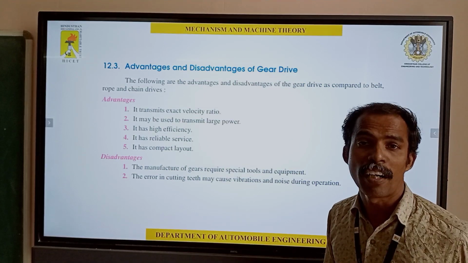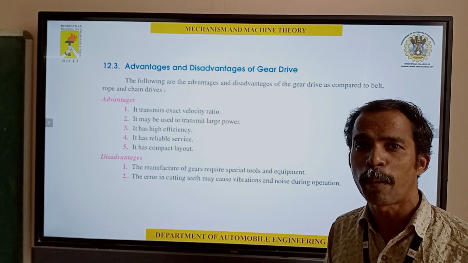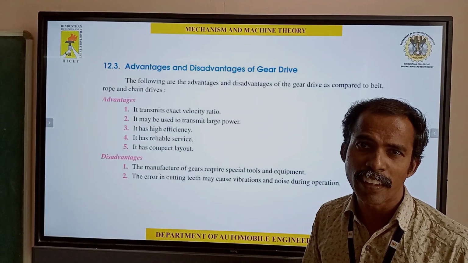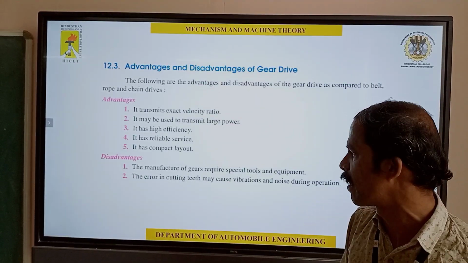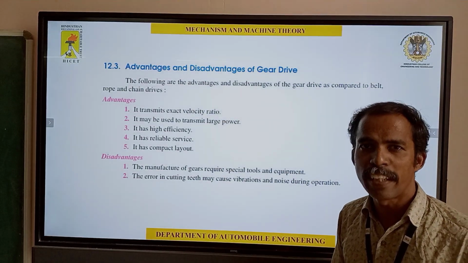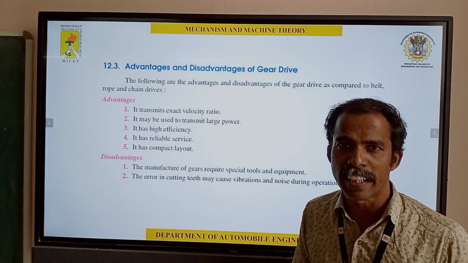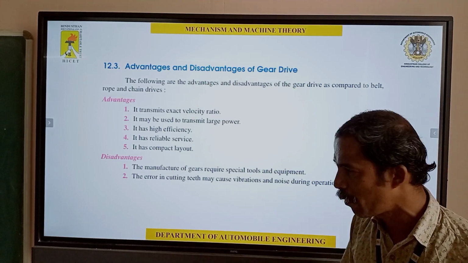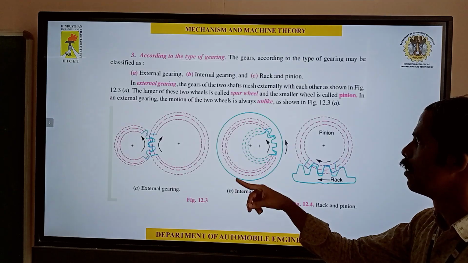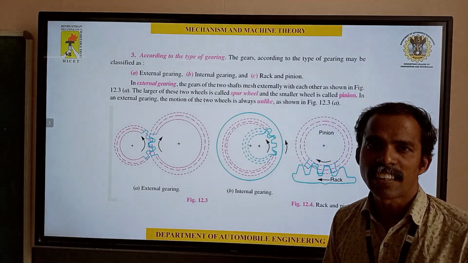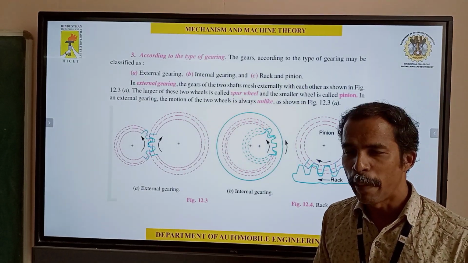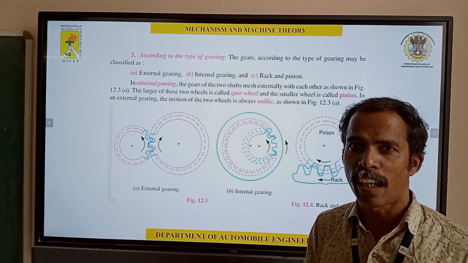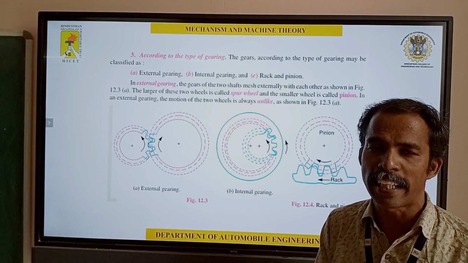Though it has some advantages, it also has a few disadvantages. The first one is that manufacturing of gears is very complicated, and if an error is made in the cutting of gear teeth, it will affect the entire performance of the gearbox.